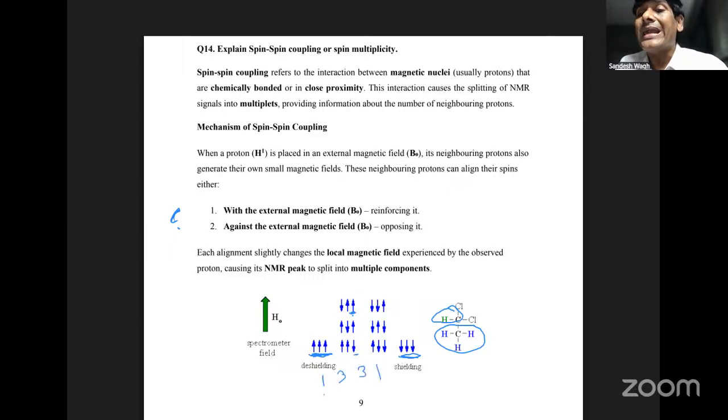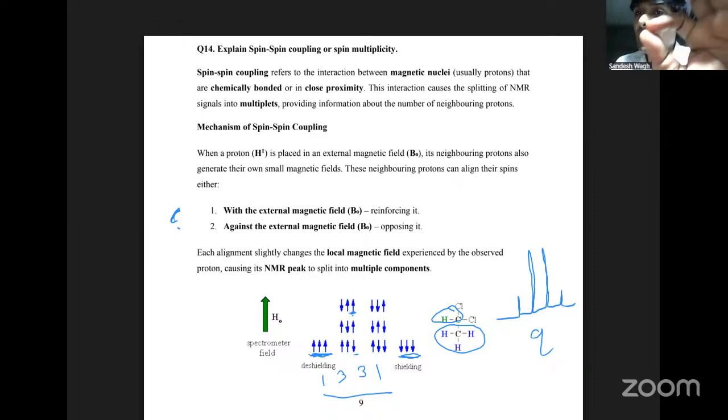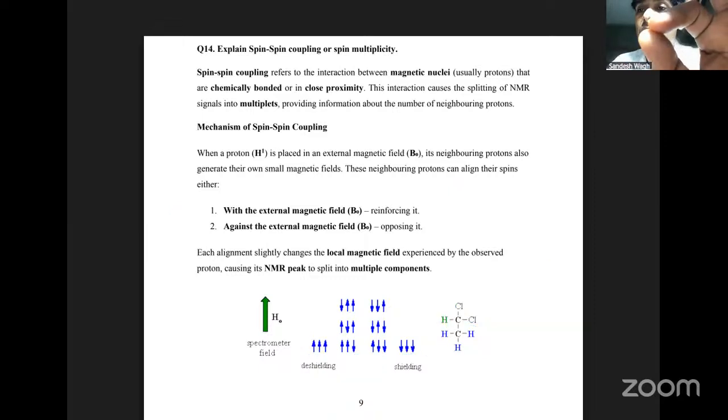So the intensity ratio is 1:3:3:1. So the peak appearing will be like this. The middle lines will be 3 times, and the outer is 1 time. So this is your quartet. So this way, the nuclei or protons nearby will influence the proton which is being studied, and that we call spin splitting or spin multiplicity. This is a very important question. Most of the time the university will ask you questions on this.